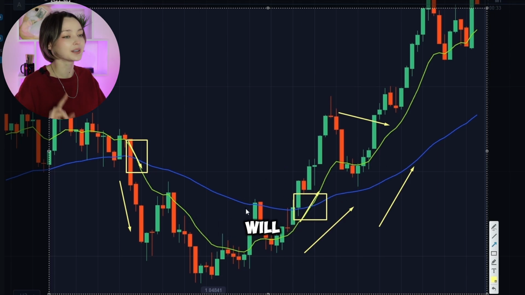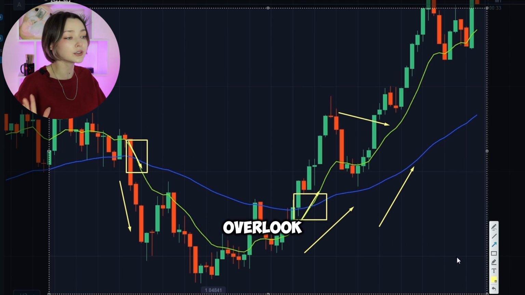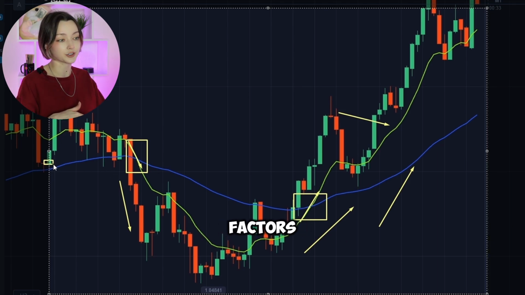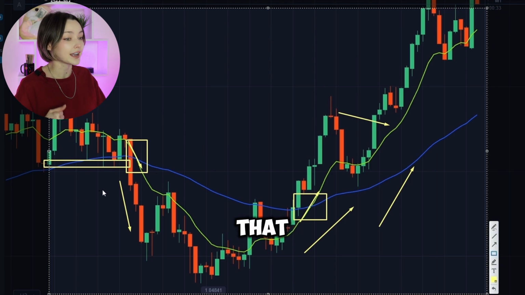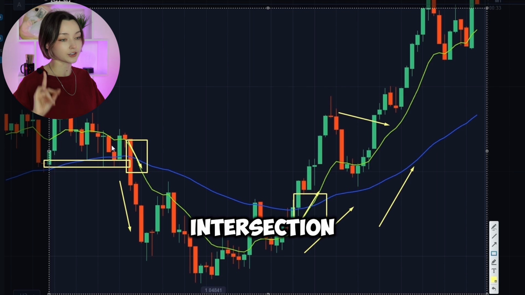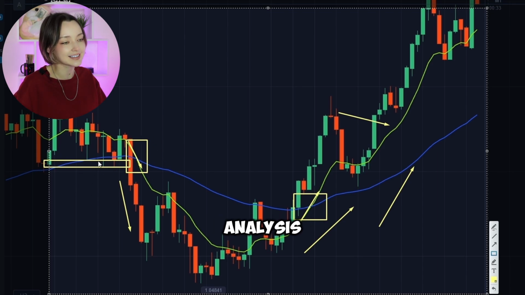However, guys, we will not only pay attention to the intersections. Many people overlook the fact that it's necessary to take into account other confirming factors, price levels, for instance. For example, if we see that we have a breakout of a support level and we see an intersection, that would be a good entry point for us. And also for confirming factors, of course, I recommend you to use candle analysis with different candle patterns. You gotta know at least a few of them.